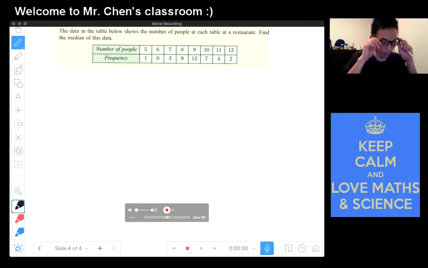So, the data in the table below shows the number of people at each table at a restaurant. Find the median of this data. If the data is already in a table, most of the time it means the data is organized, so you can find the median a lot easier.